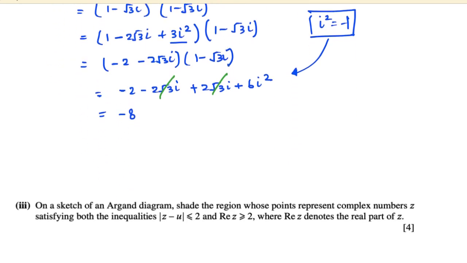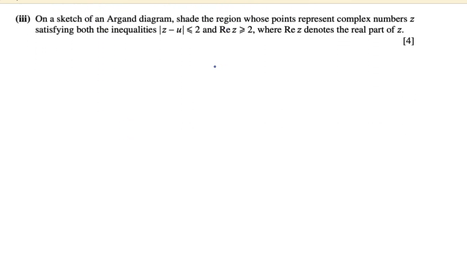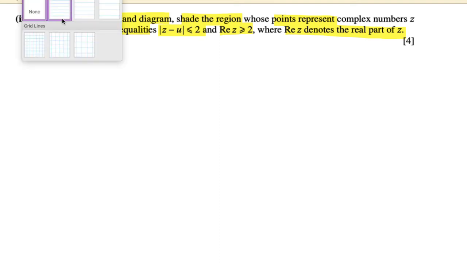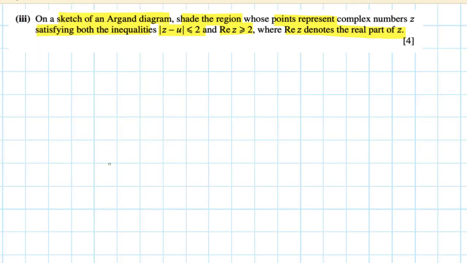Okay, now let's move on to the final part of this question. On a sketch of an Argand diagram, shade the region whose points represent the complex number. So we have to sketch the Argand diagram and shade the region whose points represent a complex number satisfying both inequalities. This is one of the inequalities, and the second inequality is this, where Re(z) denotes the real part of z. For this part I'll just draw some kind of grid over here to start with.